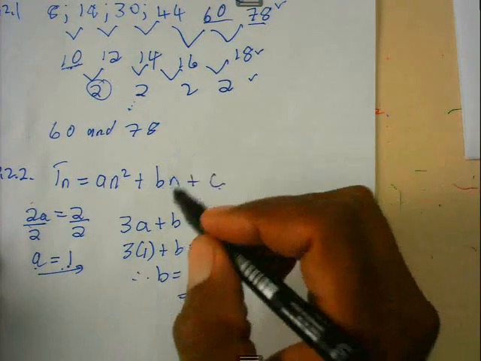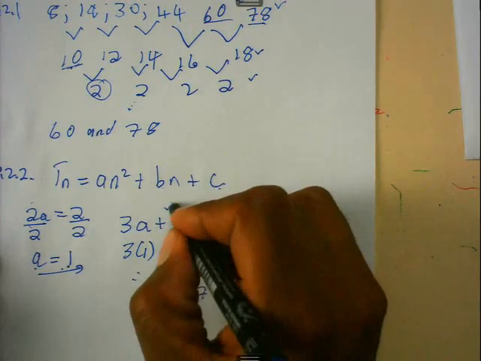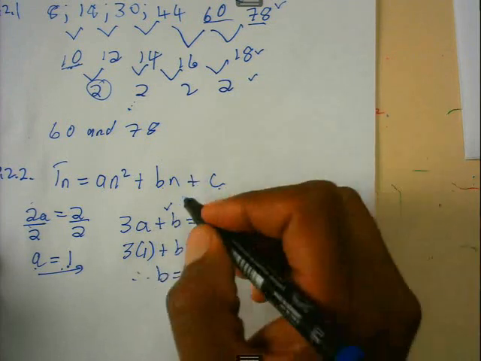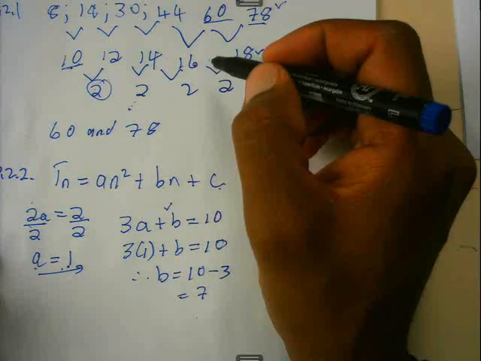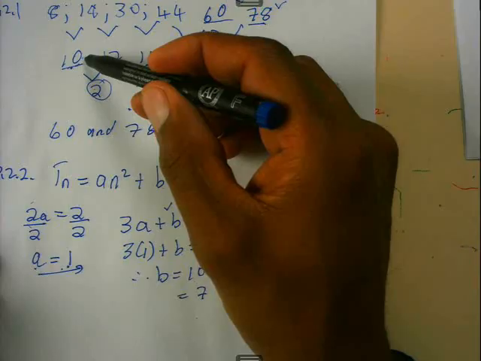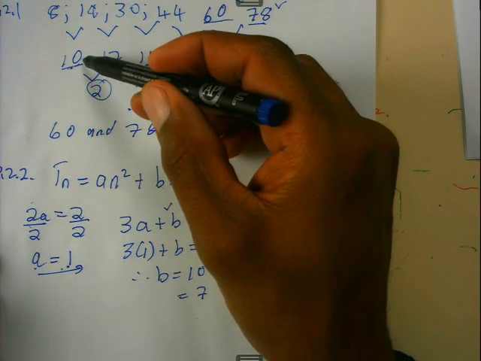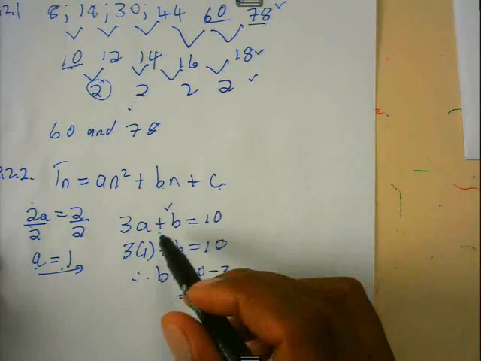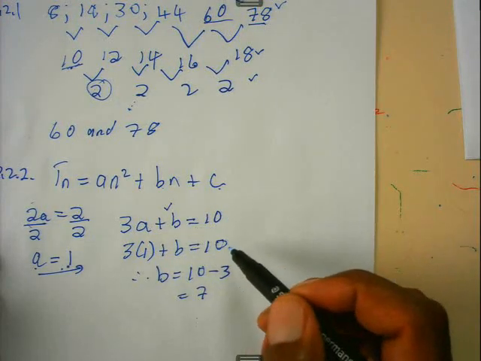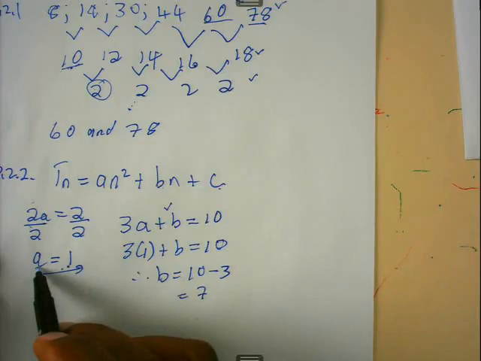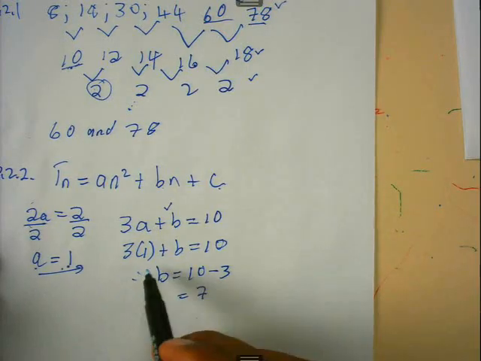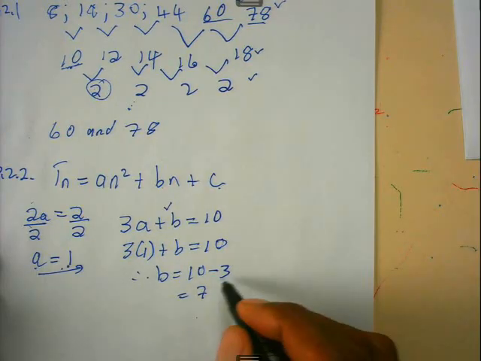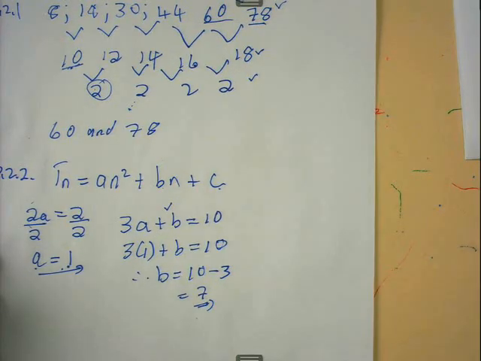Then the other side, now we have 3a plus b. 3a plus b, that is the first term of the first difference. And of course now, you look at the pattern to say, what is the first term of the first difference? You can see the first term of the first difference is equal to 10. That is why I equate 3a plus b with 10. Now, because you know the value of a, you just substitute it there to say 3 times 1 plus b is equal to 10. Now, you make b the subject of the formula. Therefore, 10 minus 3 is equal to 7.